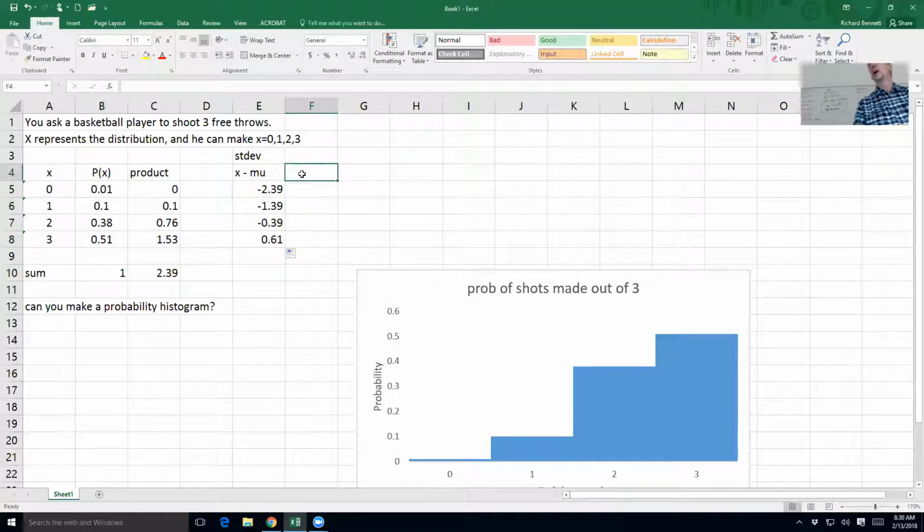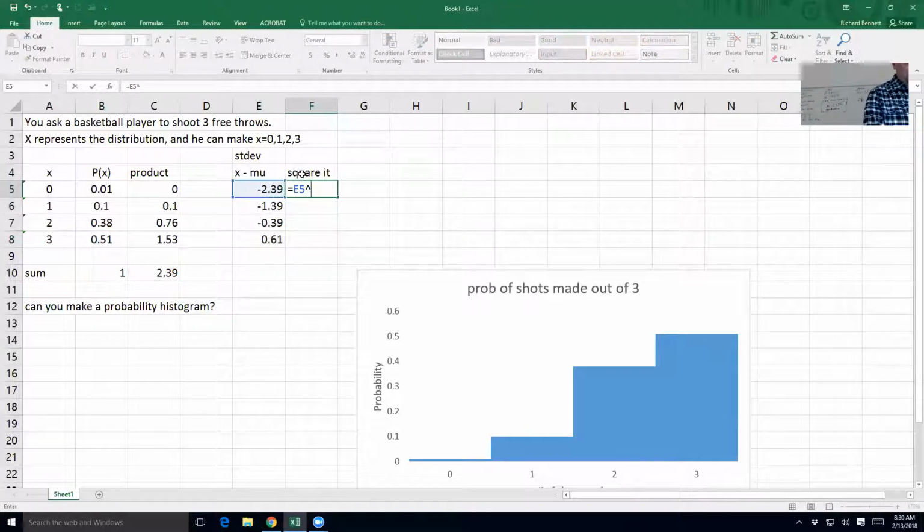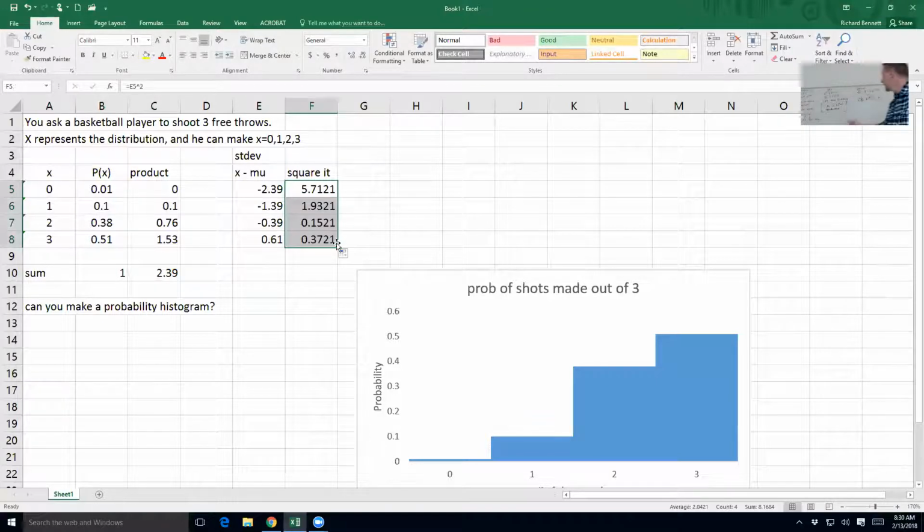And then what do I do? I'm going to square it. So I'm going to take this number and raise it to the second power. Do I need to F4 that? No. Okay, all right, so I've done this piece here. What's the next thing that I do?